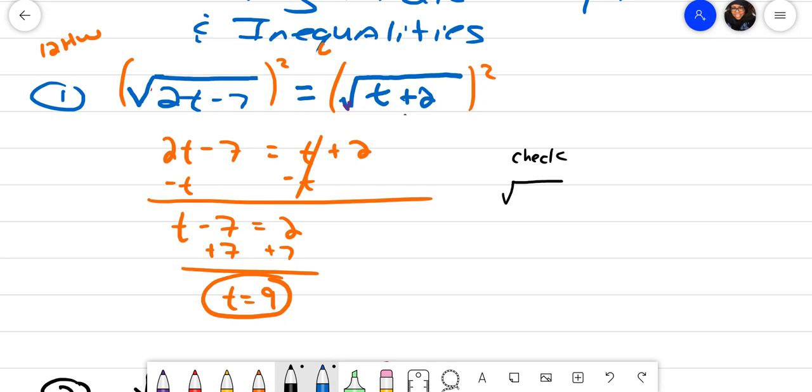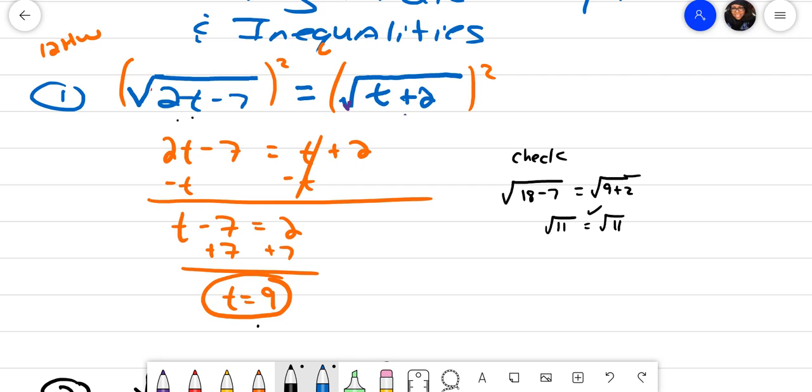So we have the square root of 2t minus 7 equals the square root of t plus 2. I'm just going to skip writing out every single piece here. So I'm plugging in 9. So 2 times 9 is 18, minus 7, equals 9 plus 2. 18 minus 7 is 11, and 9 plus 2 is 11. So I end up with root 11 equals root 11, and that is going to be true. So our answer checks, we're good to go.